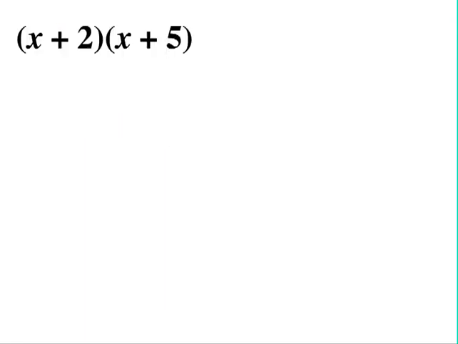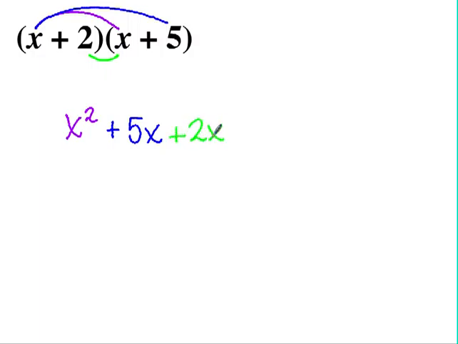So x plus 2 times x plus 5. First of all, it's two binomials. So I'm going to start by multiplying first times first. So I get x squared. Then I'm going to multiply outer terms. So outer terms I get 5x. Next I'm going to multiply my inside terms and I get 2x. And then I'm going to multiply my last terms and I'm going to get 10.